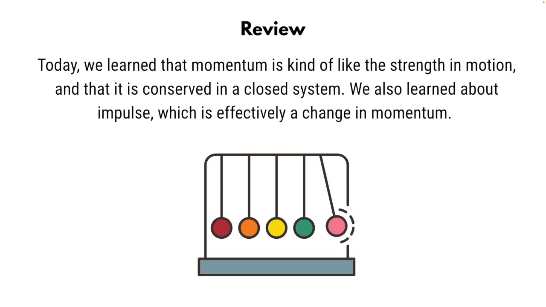Alright, so to review, today we learned that momentum is kind of like strength in motion and that it's conserved in a closed system. We also learned that impulse is effectively a change in momentum, and these are both very applicable concepts in our daily lives, such as in a car crumple zone, for example.